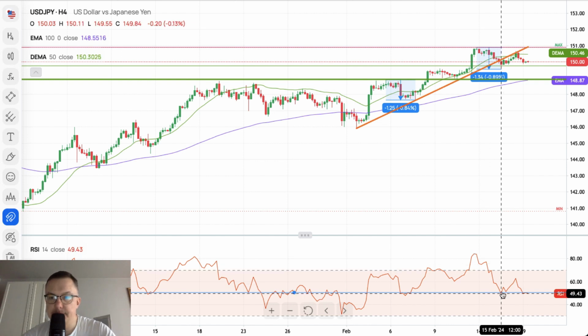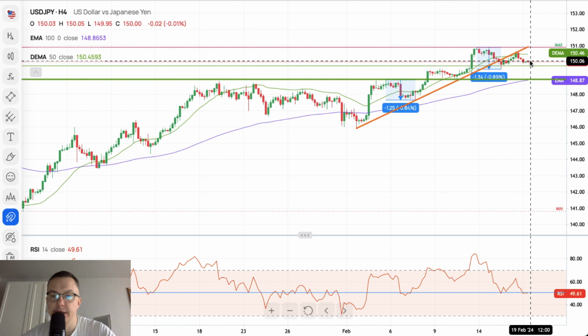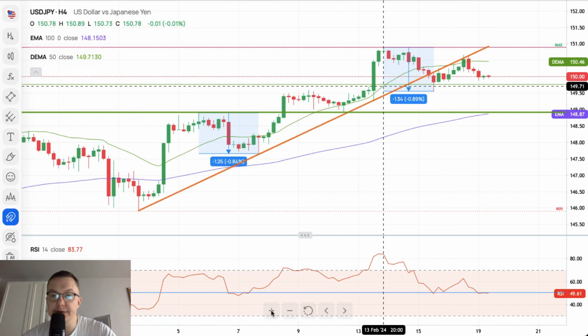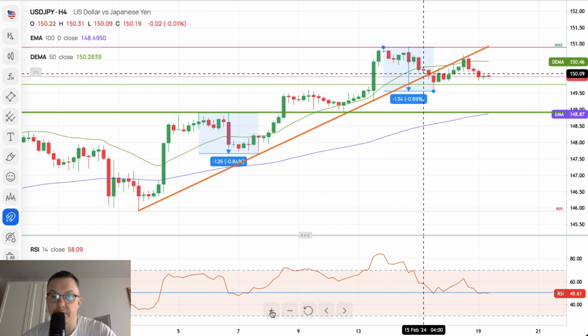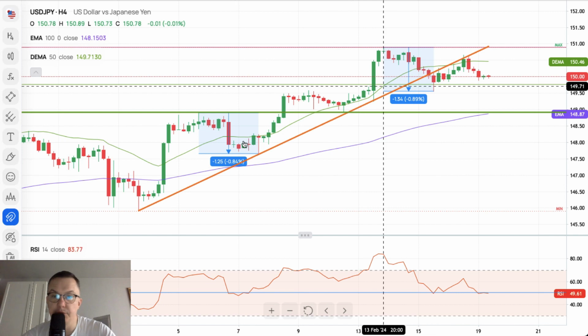reversed very, very sharply, and then a pullback was made, and then again we are testing the level of 50, which is the neutral level, very, very close to the level of 150 on the price chart. So if we zoom in, what we can see is of course the perfect, almost perfect correction, right? One-to-one correction during this up move.